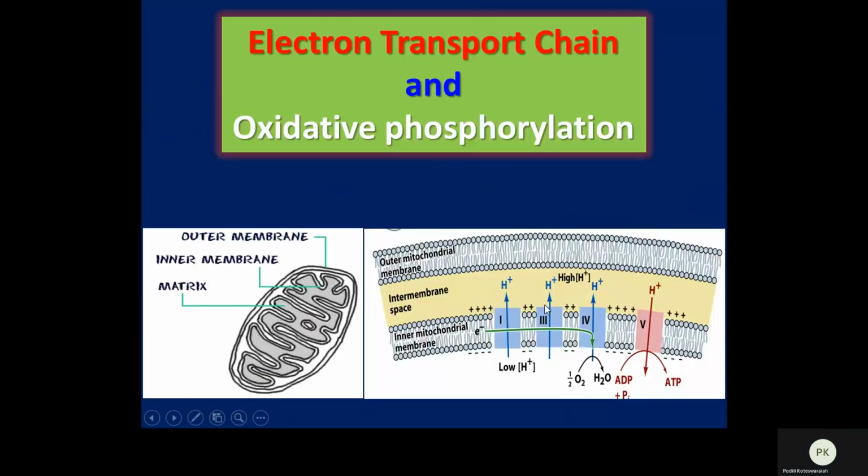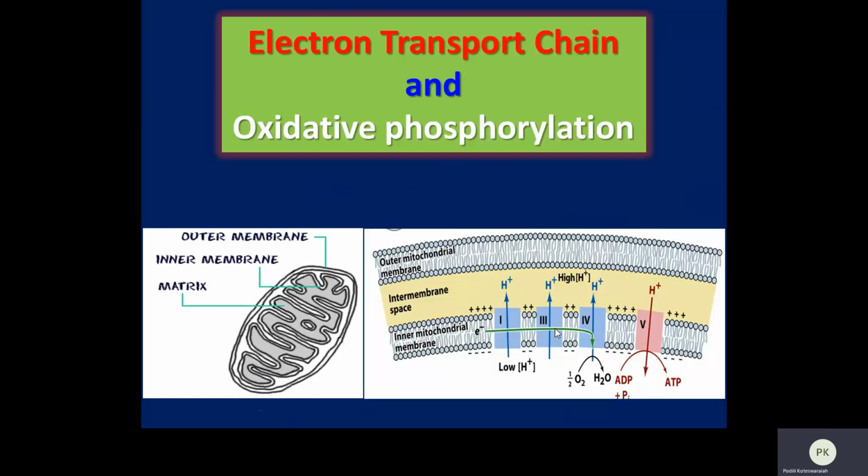With this background, we try to understand the electron transport chain. In the electron transport chain, we need to understand how the high energy molecule ATP is synthesized from reducing equivalents like NADH and FADH2 that are produced in the cell.